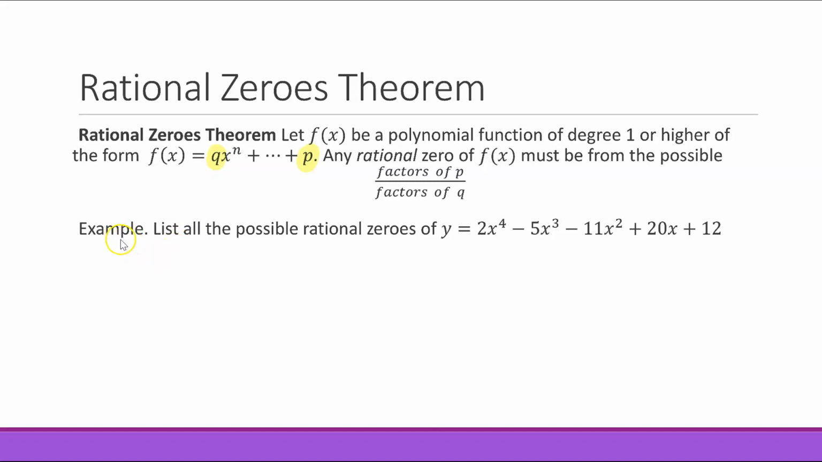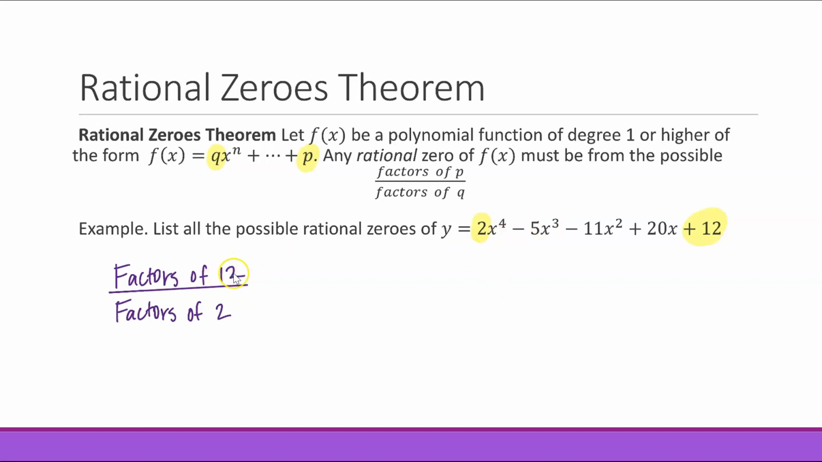All right, so let's see how this works. So in this example, list all the possible rational zeros of 2x to the fourth minus 5x cubed minus 11x squared plus 20x plus 12. All right, we only need to concern ourselves with the leading coefficient and the constant term. So we're going to go ahead and create a list. That list is going to be all the factors of 12, the last term, over all the factors of 2, the leading coefficient.